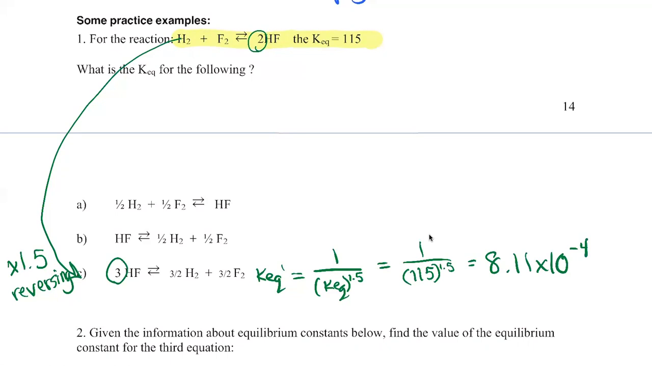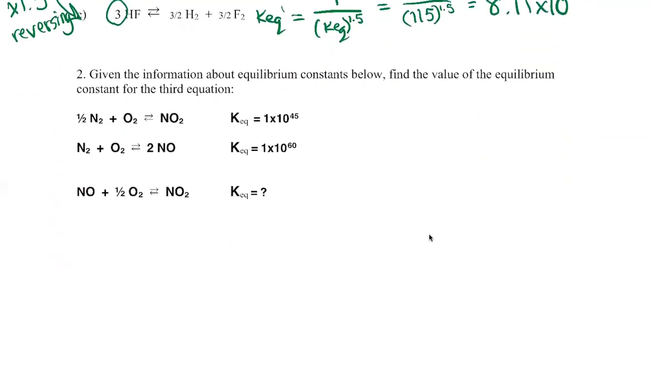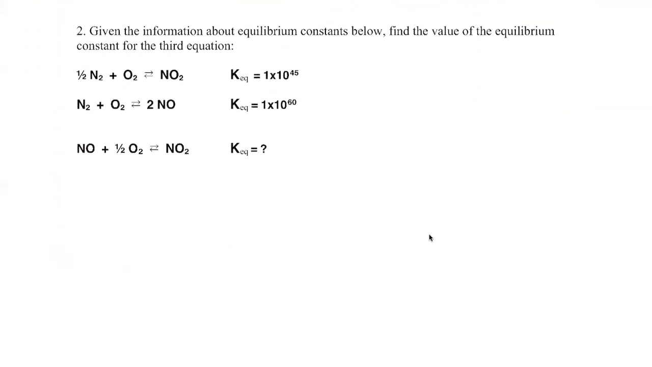So it doesn't need anything else written there. Okay, let's do one more practice question, this time with one of those adding up equations type practice. So moving on to our second practice question. Given the information about equilibrium constants below, find the value of the equilibrium constant for the third equation.